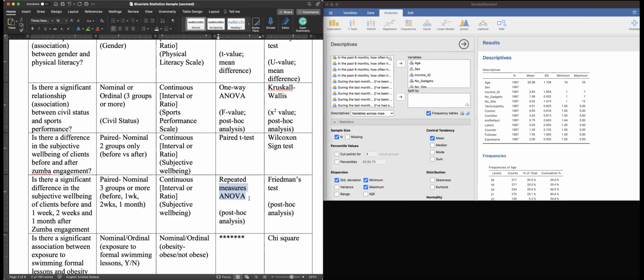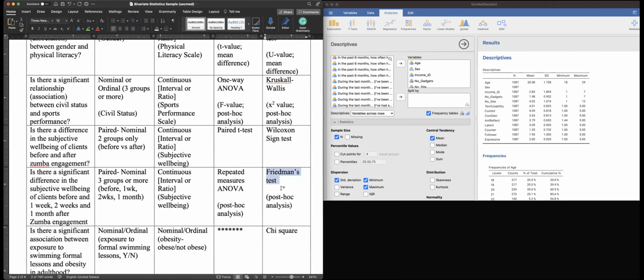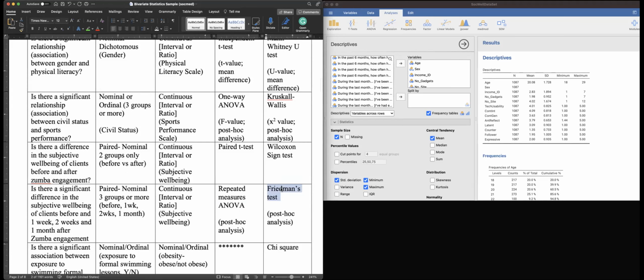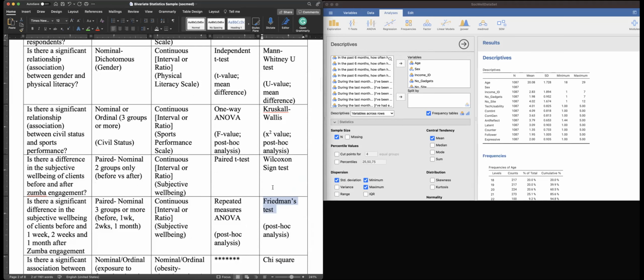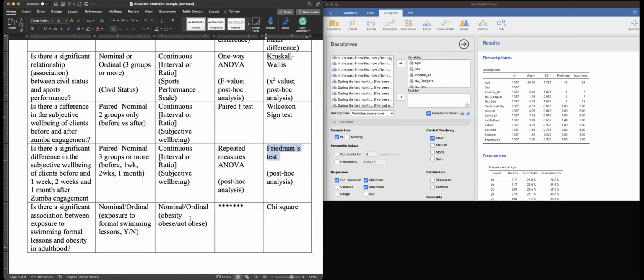And then for the non-parametric, we make use of the Friedman's test, and then we also do a post hoc analysis. Now, this is done when at least one of the two variables is continuous. But what if the two variables in question are not continuous?